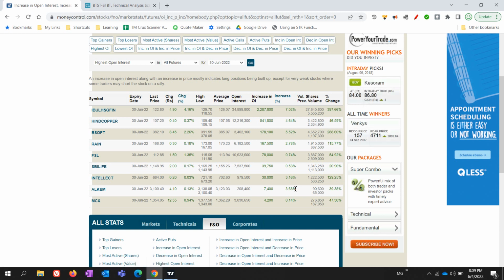So what I'm going to do is basically shortlist the stock where I find a significant price momentum. One, and second is a significant increase in the open interest over here.